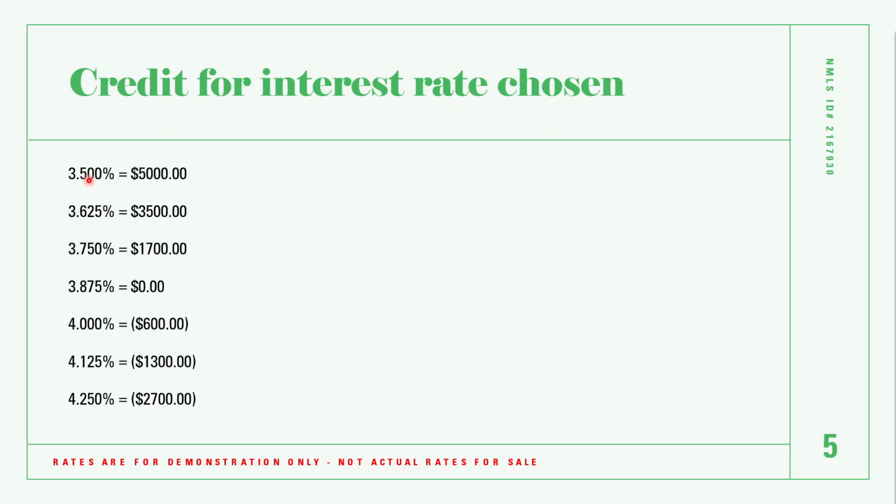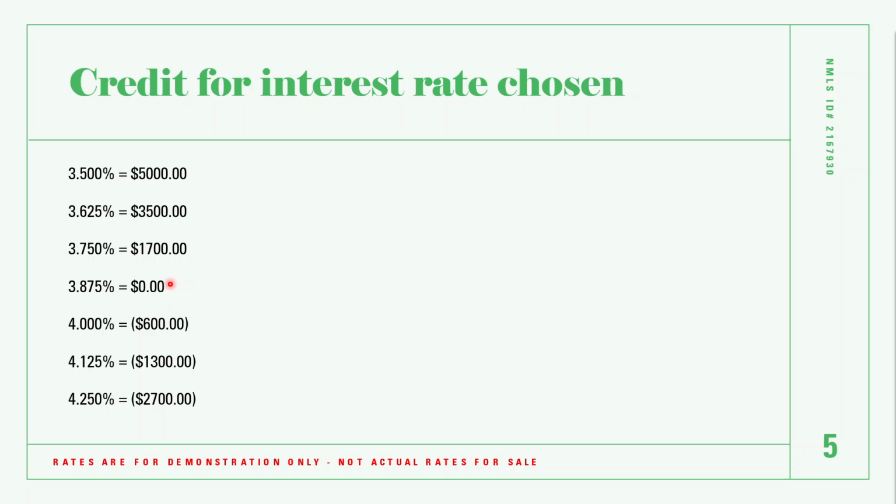Essentially, the lower the interest rate, the higher the fees. And the higher the interest rate, the lower the fees. So starting down here with the 3.5, I put this mock $5,000 in fees, and as you work your way up, it gets lower and lower, $3,500, $1,700, until you get to the middle section here. So this section is where there are no points and no lender's fees.